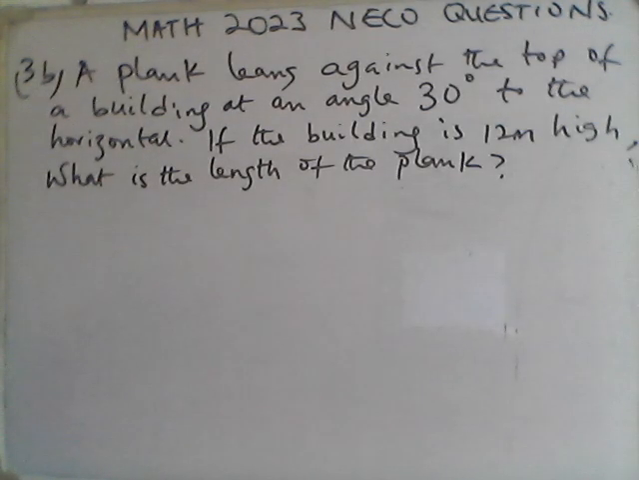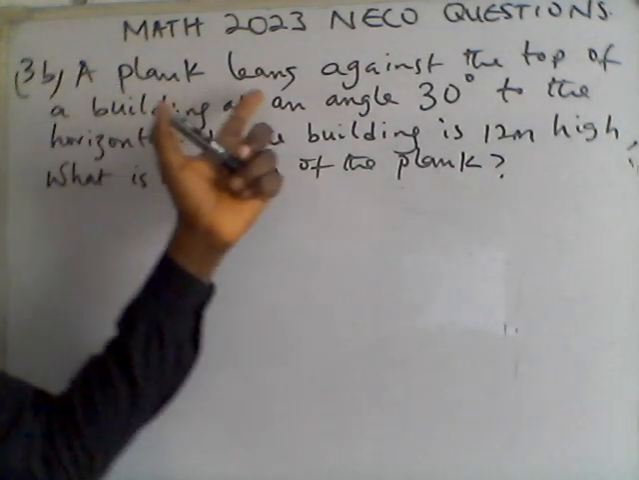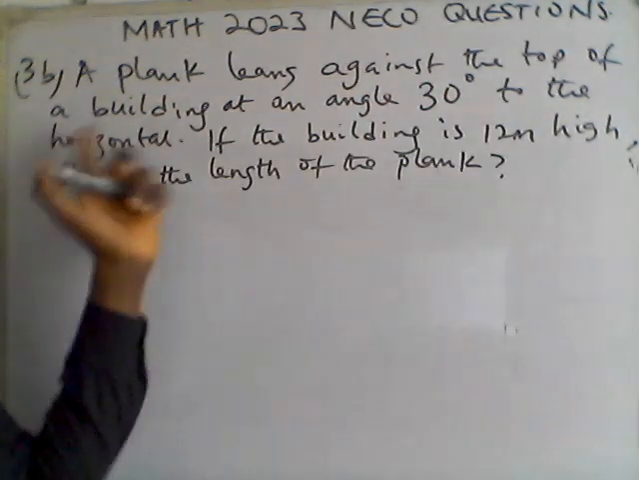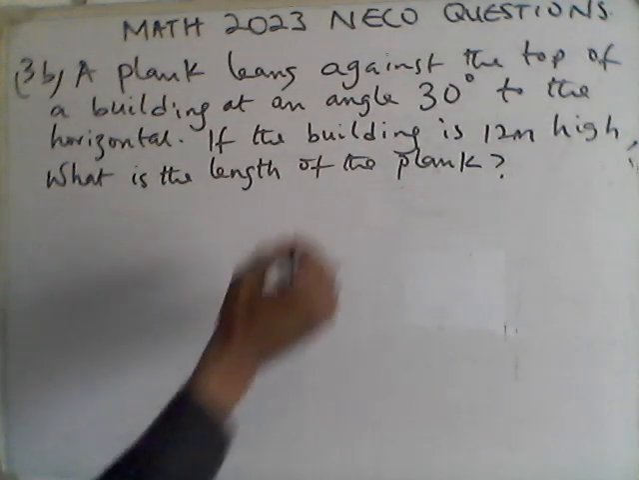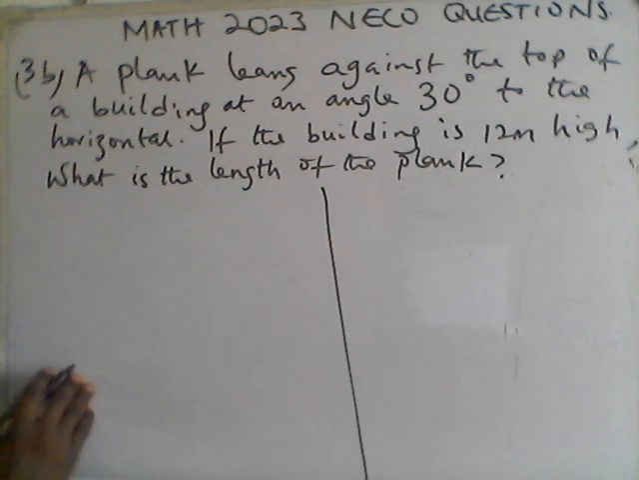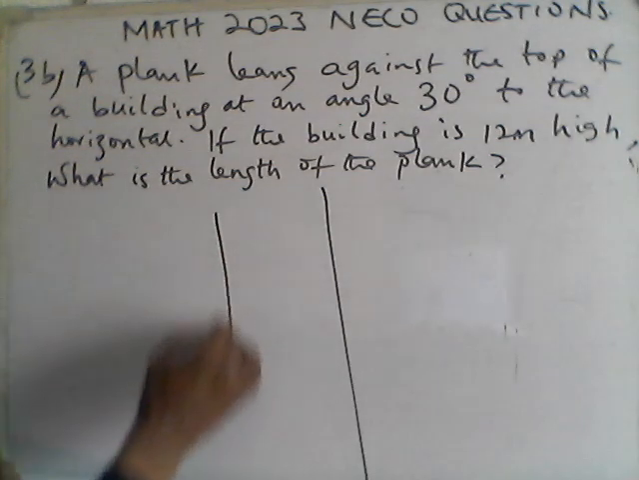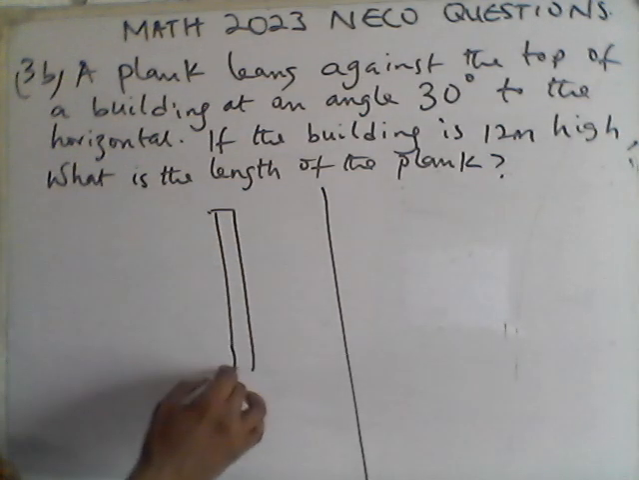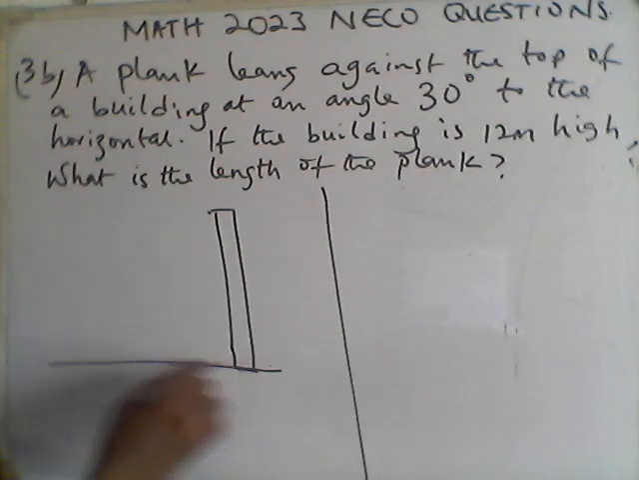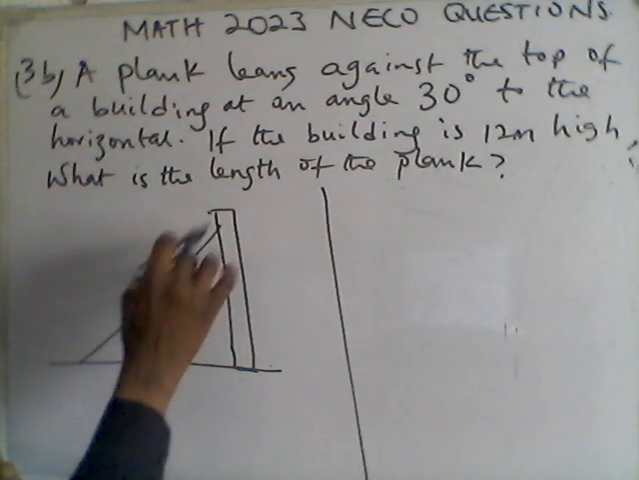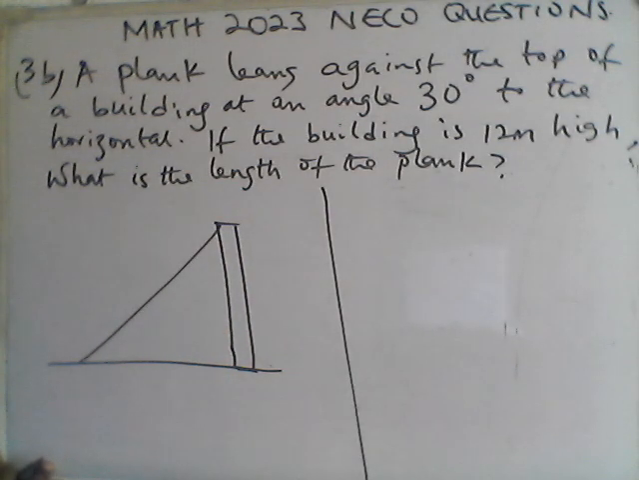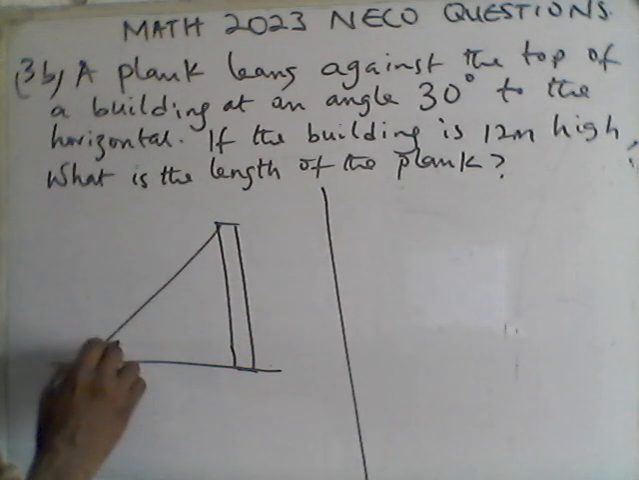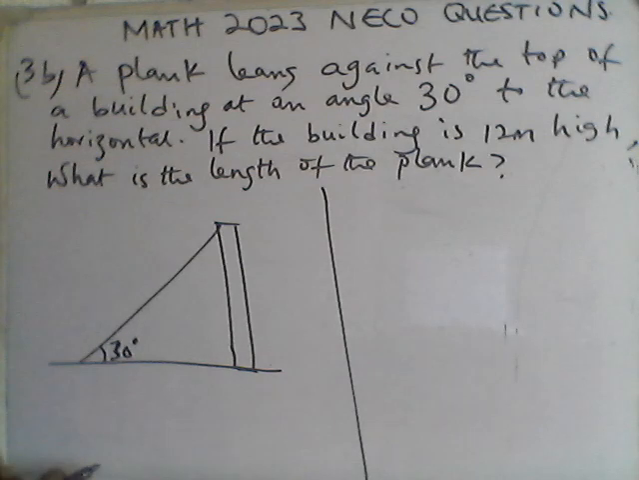So I have the question on the board. It says that a plank leans against the top of a building at an angle 30 degrees to the horizontal. Okay, so let's just draw this. So the plank, top of the building, first of all. This is the building. Of course, the building is standing on the ground, right? So the plank is leaning on it. They said top. So let me reduce it to this. Okay, so the plank is leaning against the top of the building at an angle of 30 degrees. So this is the angle, 30 degrees, to the horizontal.